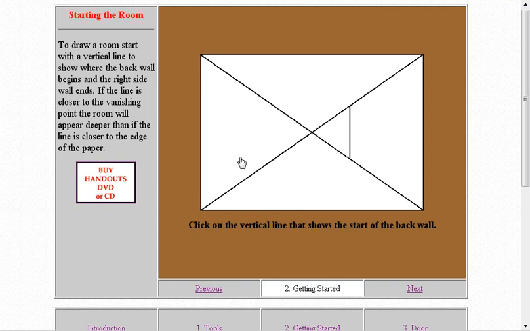Alright, now, if you have that done, then you can draw this line. It says starting the room. To draw a room, start with a vertical line to show where the back wall begins and the right side wall ends. If the line is closer to the vanishing point, the room will appear deeper than if the line is closer to the edge of the paper. So if you want it deeper, go this way. If you want it less deep, more open, like a wide angle camera, go this way. Alright, so draw that line about where you want to draw it. I'm going to click on this to go to the next page.